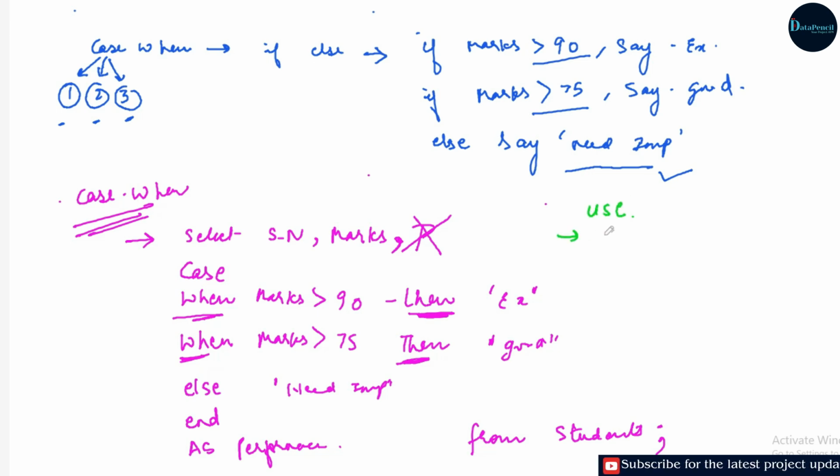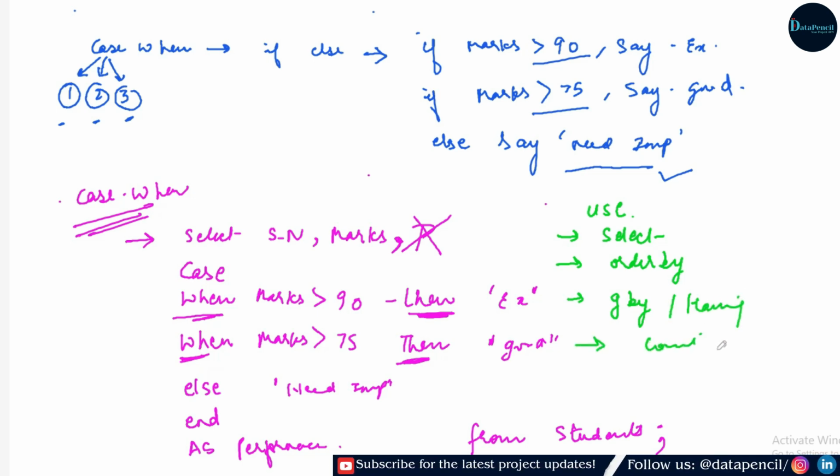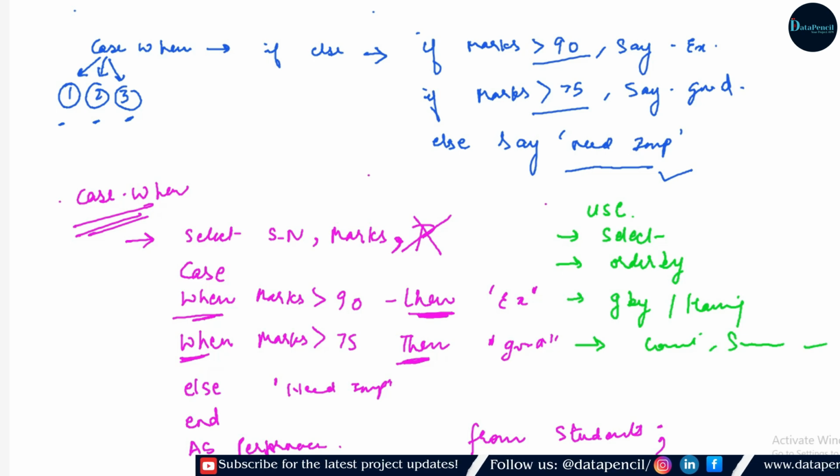We can use it inside the select, inside order by, inside group by, as well as having, where, and inside any aggregate function like count, sum, and whatever other aggregate functions are available. All right, so now let's see 3 examples, 3 dummy queries that I will show you, and then you will get your 4 queries that you have to solve and submit.